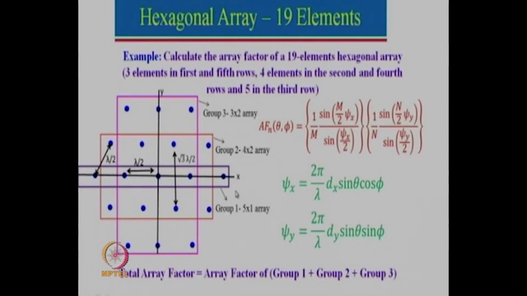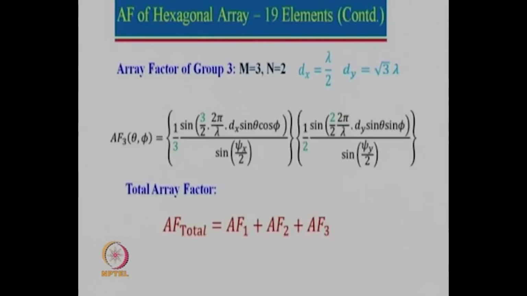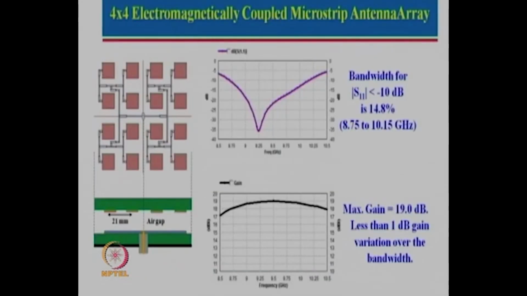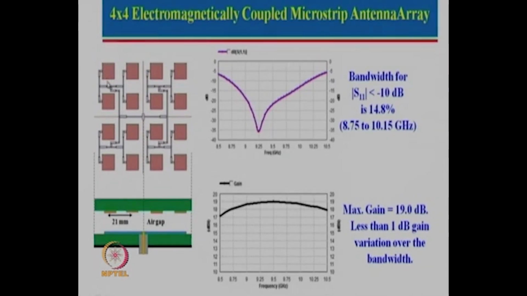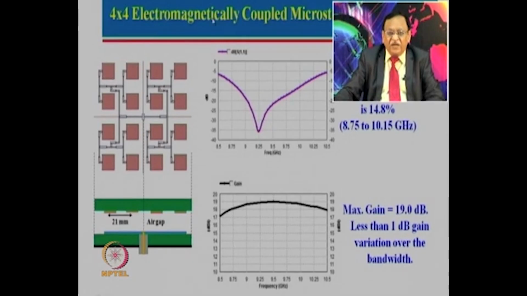So let me give you a little simpler array so that you can see how these things can be practically used. I have included an example of a 4x4 electromagnetically coupled microstrip antenna. I know a lot of new terms have come, but let us just see what each thing is over here. This is a rectangular microstrip antenna, and just underneath this there is another rectangular microstrip antenna. So these two antennas are electromagnetically coupled.